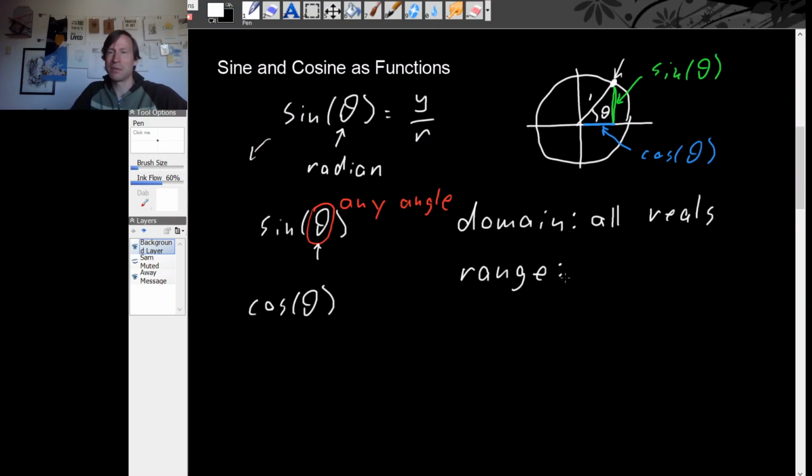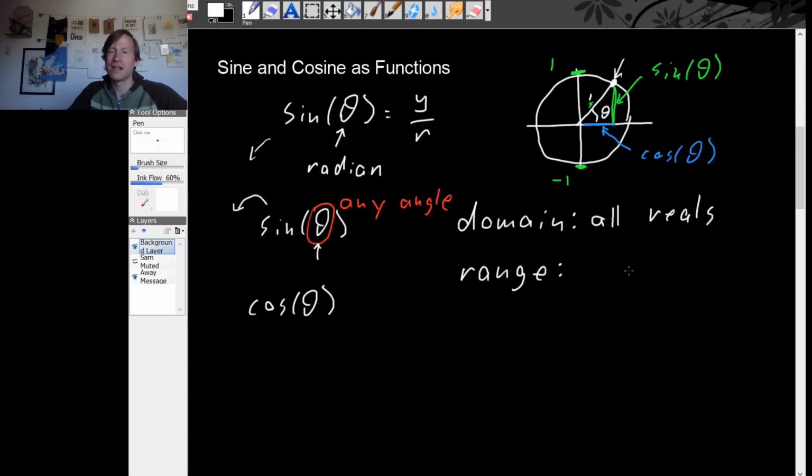All right, so now let's think about range. Remember, range is what values come out of this function. So it's vertical coordinates that come out of the sine function. So let's ask ourselves, what vertical coordinates actually show up on this diagram? Well, the largest vertical coordinate on this diagram is up at the top of the circle, and that's +1, because we're on a unit circle. And the smallest vertical coordinate on this diagram is down at the bottom, and that's -1, again, because we're on a unit circle.